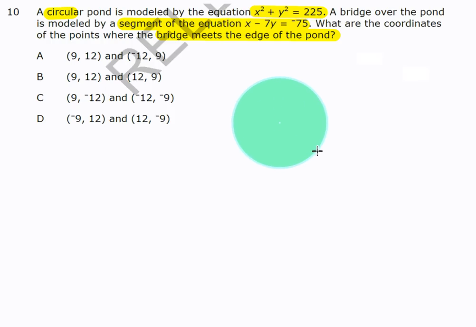Alright, so here's our pond. Now we have a line segment going through the pond. We want to figure out the places where it crosses or intersects the edge. So we want to find this place and this place. Now, we could graph this.